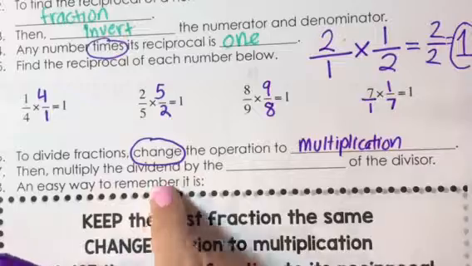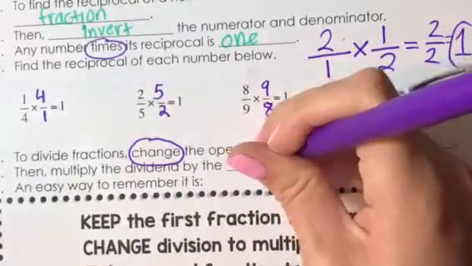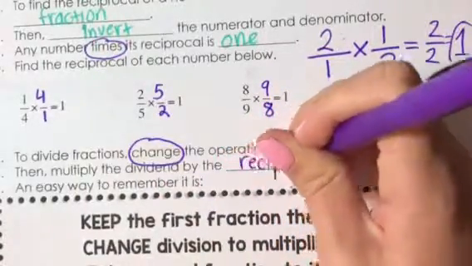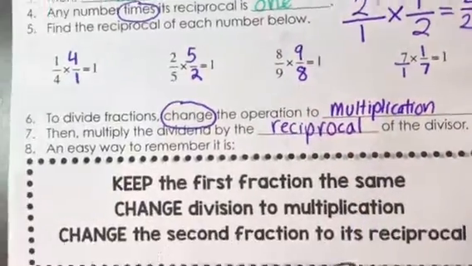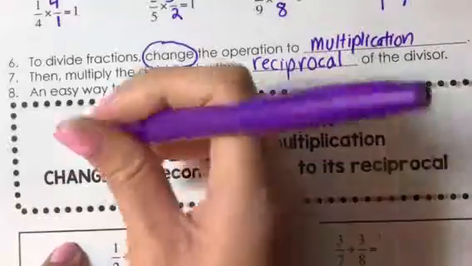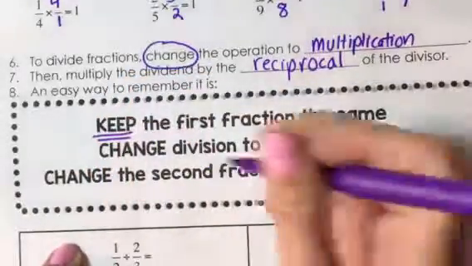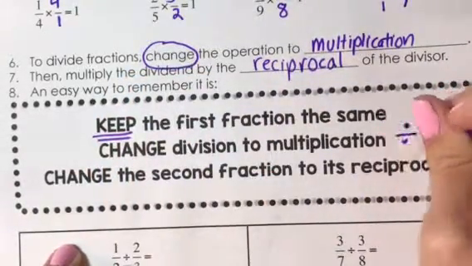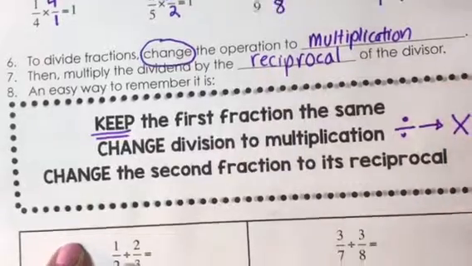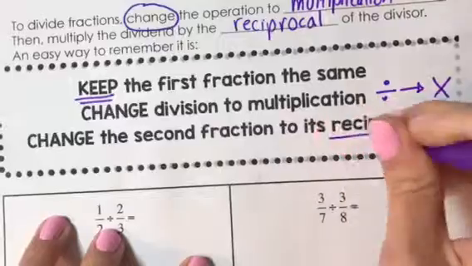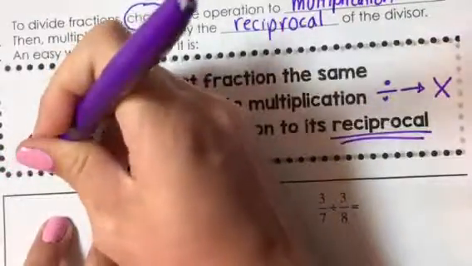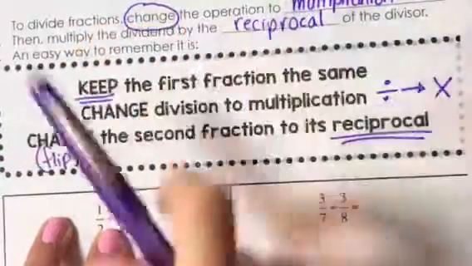Then you multiply the dividend by the reciprocal of the divisor. So we keep the first fraction the same. Underline keep. You change division to multiplication. And then you also change the second fraction to its reciprocal. Can you write underneath change the word flip? Keep, change, flip.